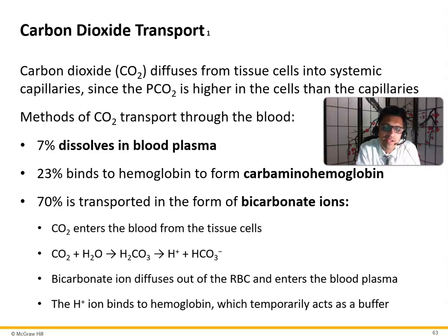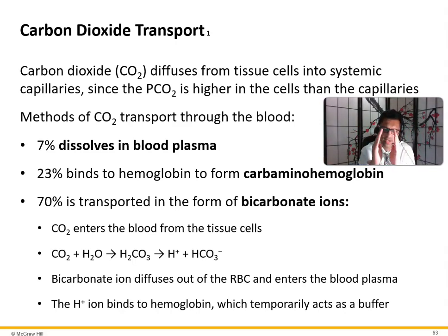transformed into bicarbonate ions is basically, if you look at this, CO2 enters the blood from the tissue cells. CO2 will react with oxygen, I'm sorry, water, H2O, and then it forms H2CO3, which will be broken down into hydrogen ions and bicarbonate ions. And the reason that we want to break it down into bicarbonate ions and hydrogen is it's easier to transport. Right? Imagine trying to transport a large molecule versus a small one.